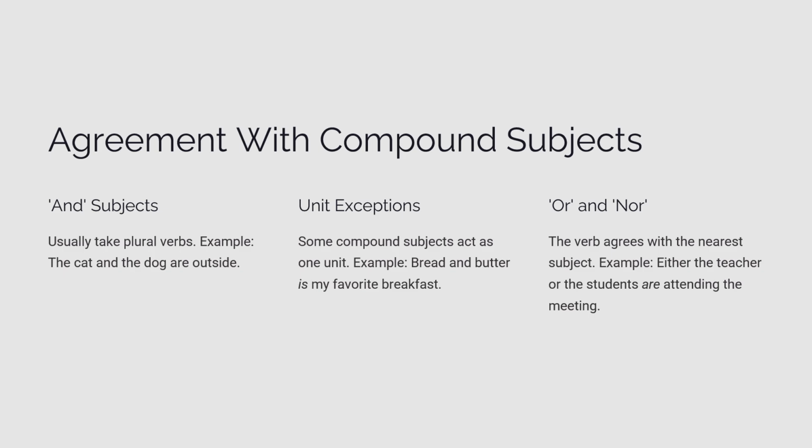So if we switch it around, either the students or the teacher is attending the meeting, the verb changes to is to agree with the singular subject teacher. And understanding these rules helps us manage subject-verb agreements even when sentences get more complex. So, by following these patterns, we ensure that our sentences stay grammatically correct and clear for the reader or the listener.